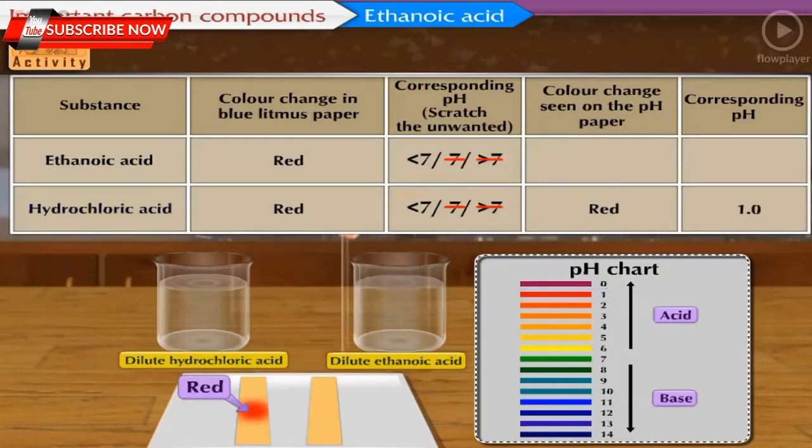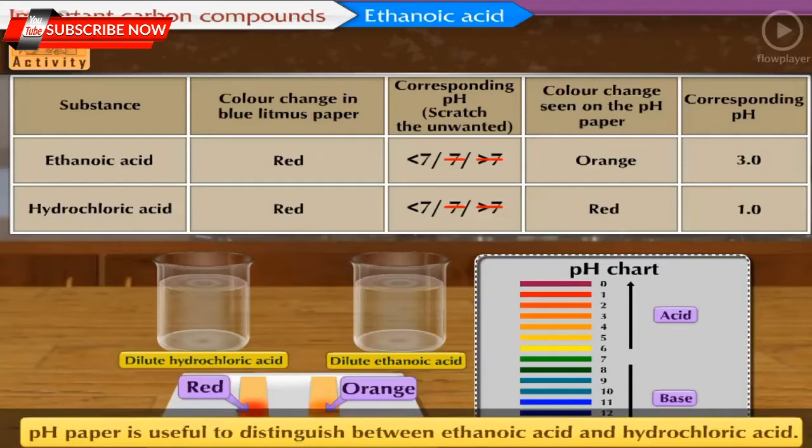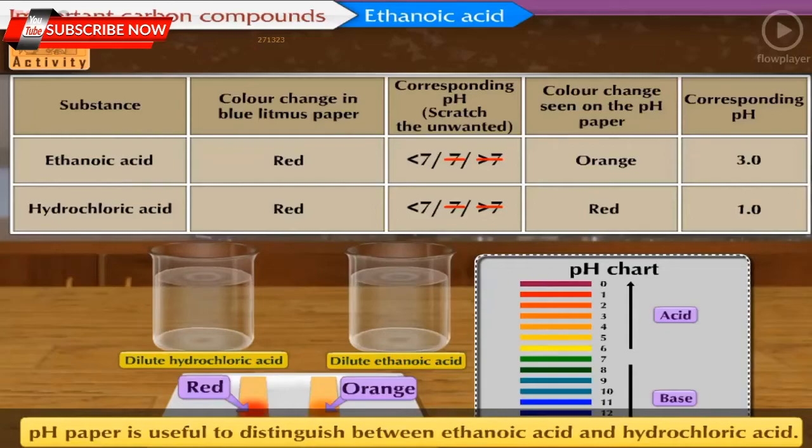In a similar way, the color formed by addition of dilute acetic acid on the pH paper is orange, and its pH is approximately 3.0. From these pH values, we understand that hydrochloric acid is stronger than ethanoic acid. Similarly, we understand that a pH paper is useful to distinguish between ethanoic acid and hydrochloric acid.